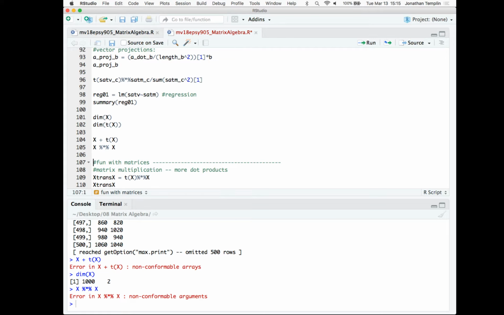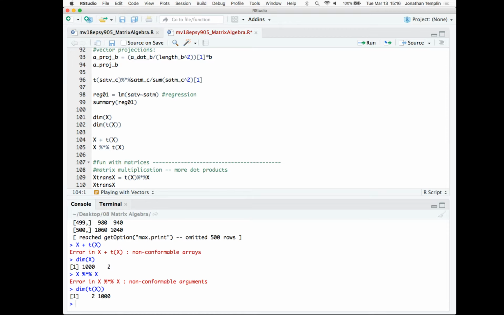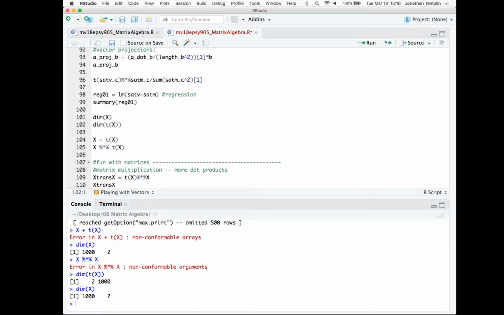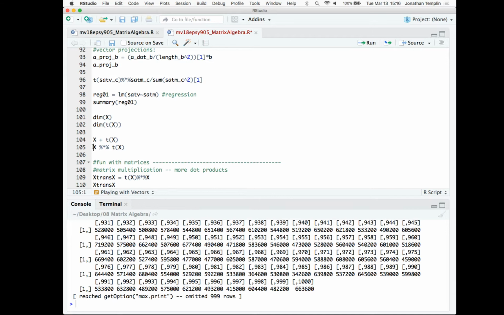So when we do have matrices that work together, for instance, how many rows does the transpose of X have? 2 rows. How many columns does just X have? 2 columns, right? So the pre-multiplying matrix now has 2 columns. The post-multiplying matrix has 2 rows. Sure enough, we can do this. We can multiply the two together, and we get a result.